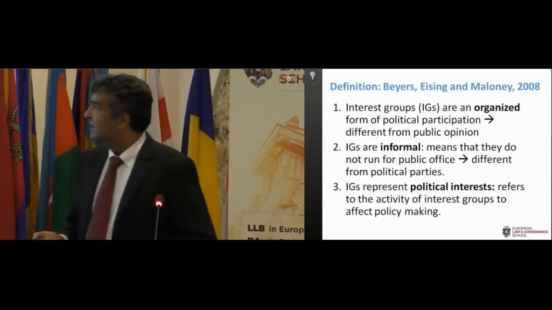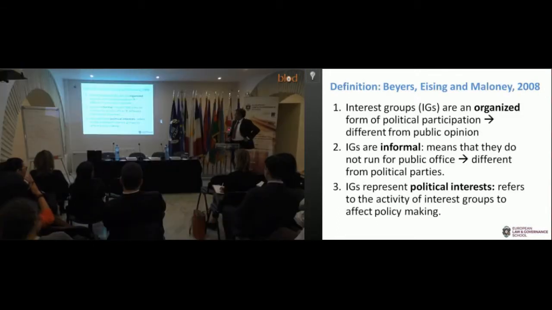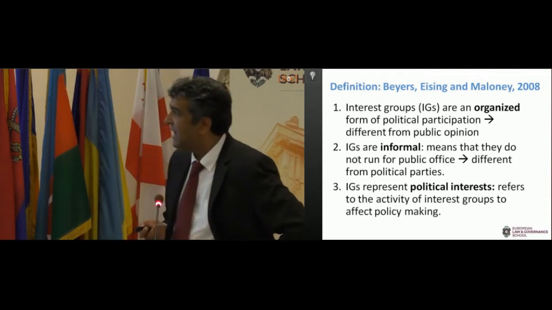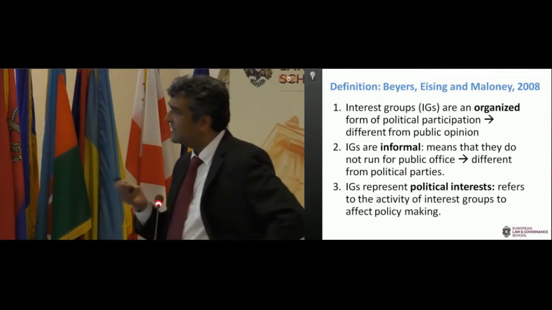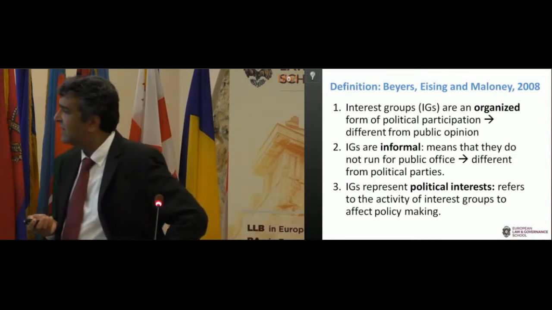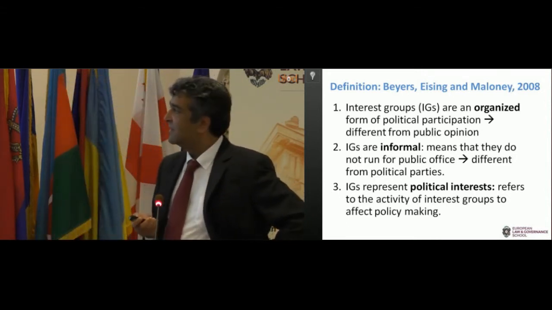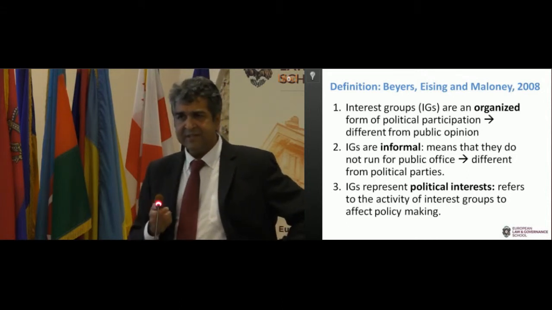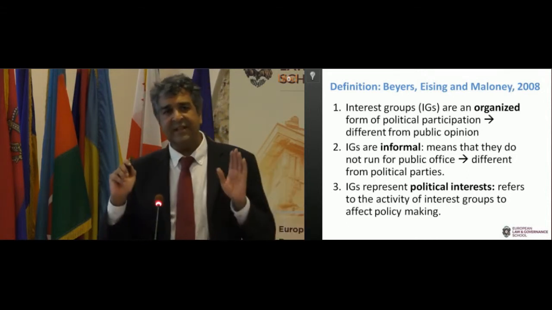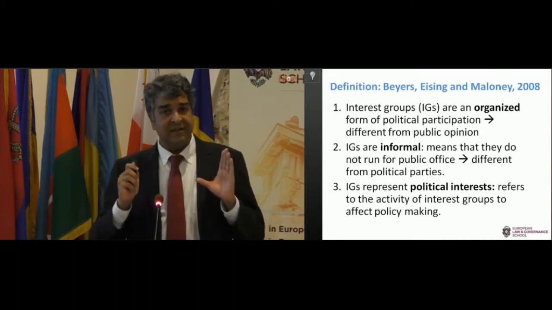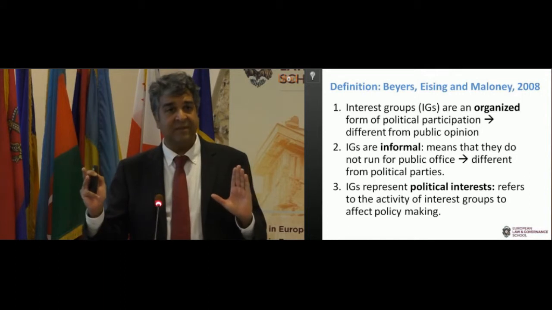All right? So this is another example of a definition by other scholars in the field, Jan Beyers et al., to define what interest groups are. And it's worth looking at in some detail because there are three dimensions to it that are pretty clear. They're an organized form of political participation. So this is in contrast to public opinion, which is basically a snapshot of what people might think at a certain point in time, and it's reflective of mass publics.